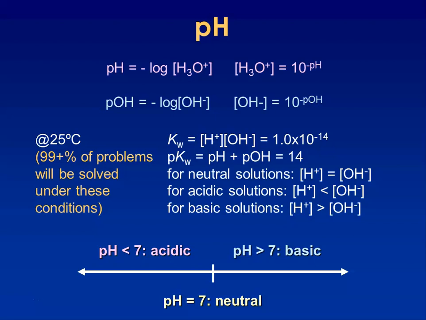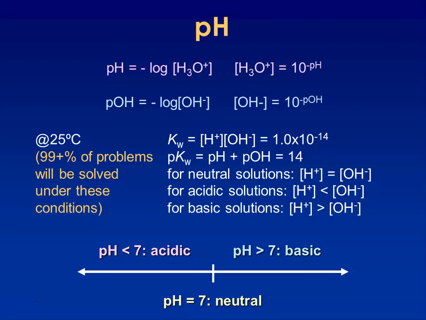I show you those two relationships because if you want to know about one of those and you know the other, you can use that relationship to connect them. When you have a neutral solution, the hydrogen and the hydroxide concentrations, regardless of the temperature, are equivalent. When they are acidic, your hydrogen concentration should be greater than your hydroxide.